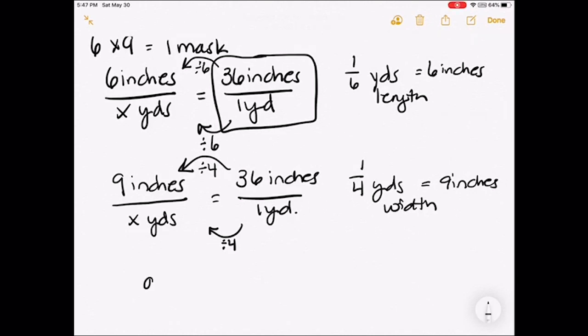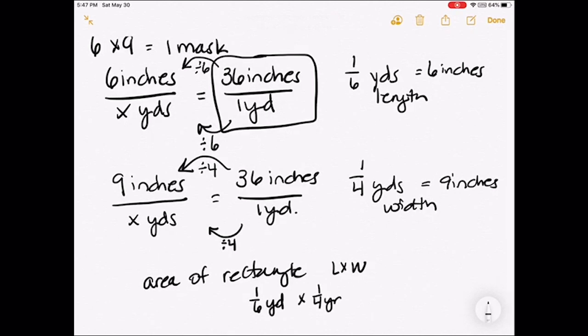So to find the area of a rectangle, we still do, as we learned in previous lessons, length times width. So if the length is 1/6 of a yard and the width is 1/4 of a yard, we end up multiplying those together and we get 1/24 square yards. And we will use that to figure out the cost of our mask.